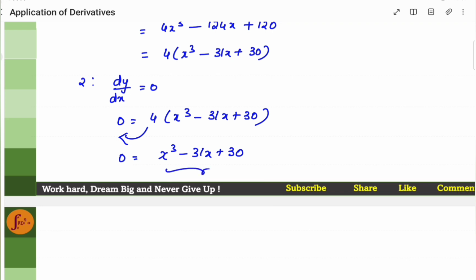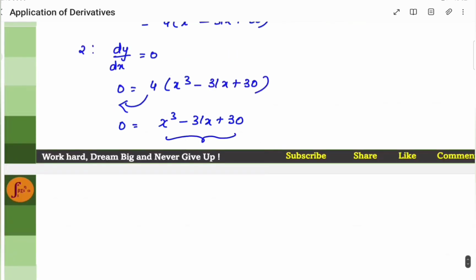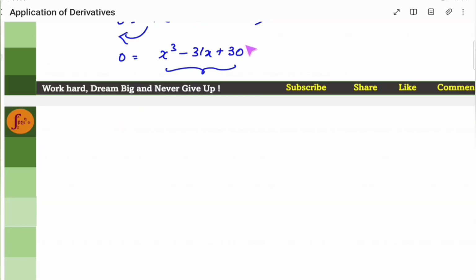Now how do I find x values? Because this is a cubic function. How do I find x values for a cubic function? You have to take the constant. What is the constant? You have to take the value which has only a number, no x in it. It's 30, right? The constant value is 30 here.